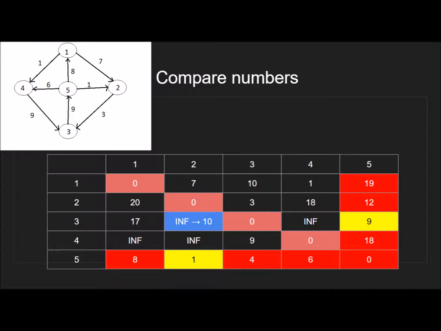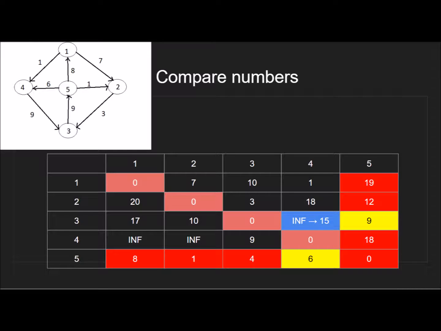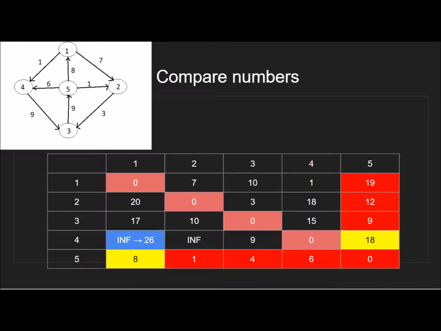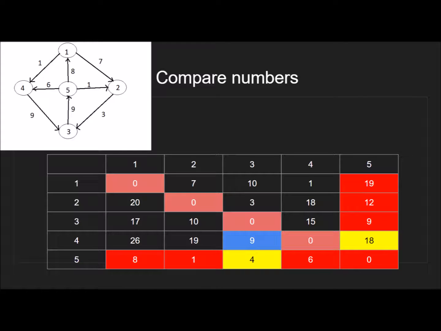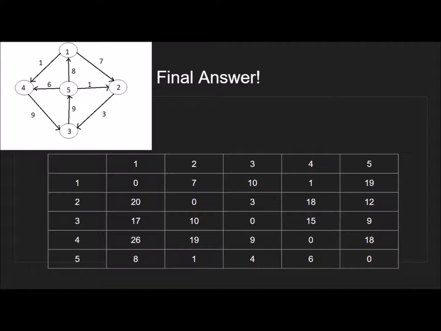Compare infinity to 9 plus 1. It will be changed. Comparing infinity to 9 plus 6. It will be changed. Compare infinity to 18 plus 8. It will be changed. Compare infinity to 18 plus 1. It will be changed. Finally, we will compare 9 to 18 plus 4. It will not be changed. We now have a table of the shortest paths using the Floyd-Warshall algorithm.